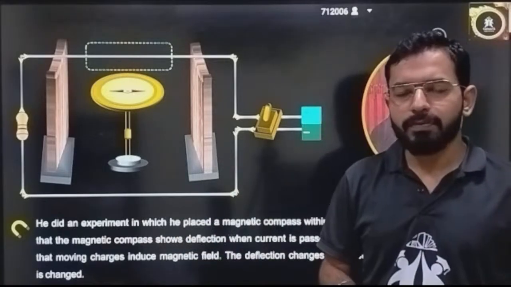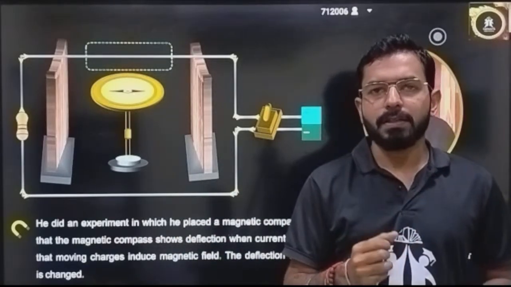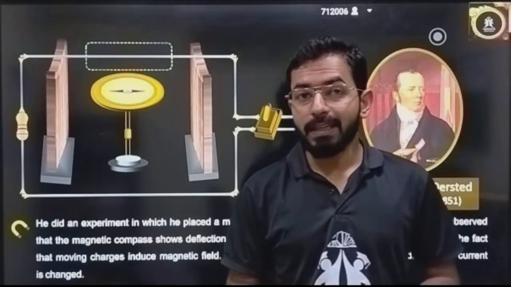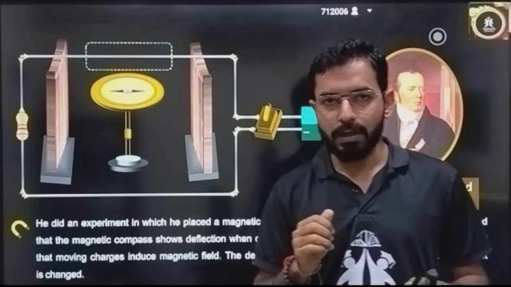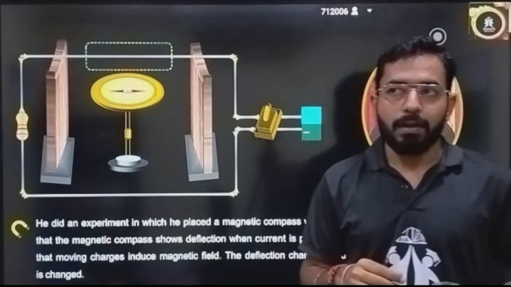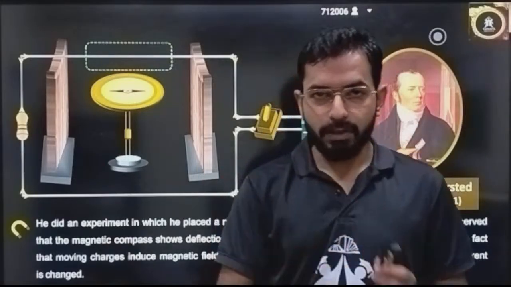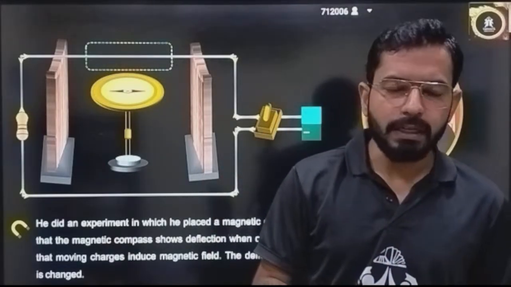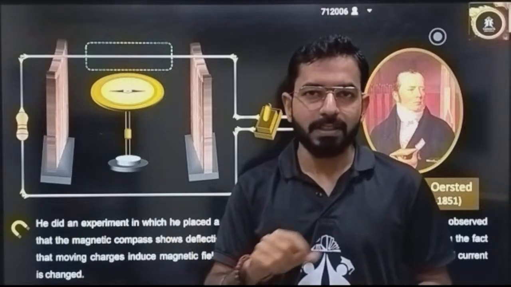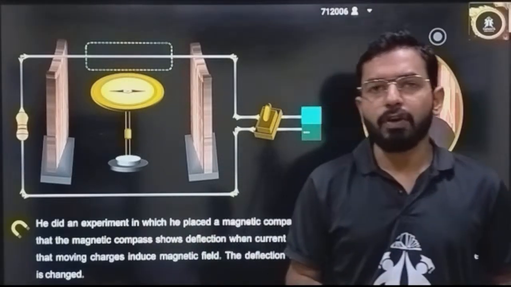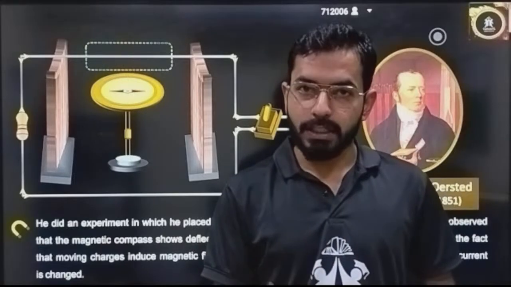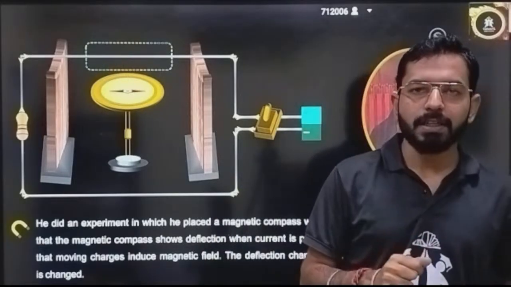When he placed this magnetic compass, there was some deflection in the compass due to the current that was flowing in the loop. And for cross checking it, he changed the direction. Let's suppose if this was clockwise, then he took it in the anti-clockwise direction, and he observed that the deflection pattern changed. Now it was deflecting in the other direction.